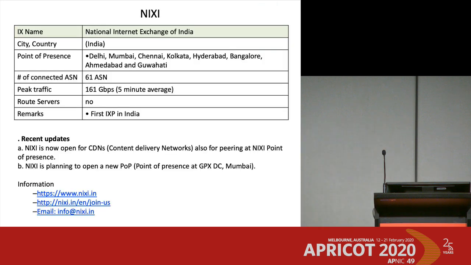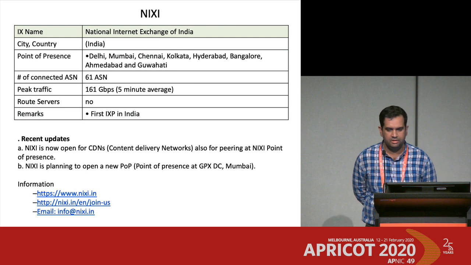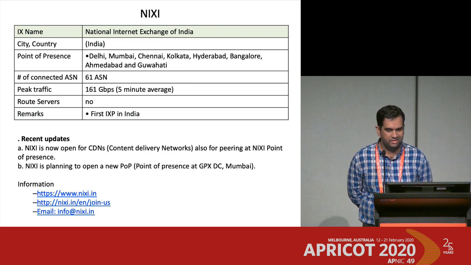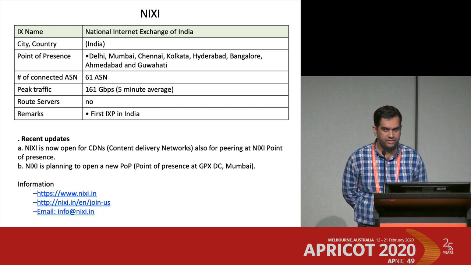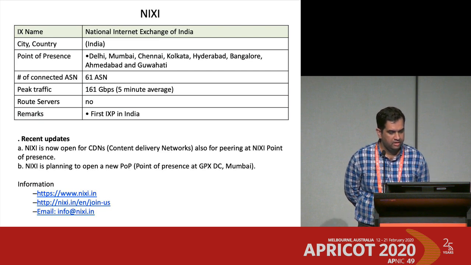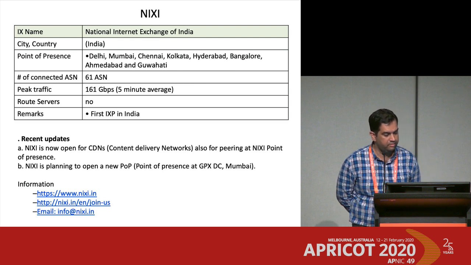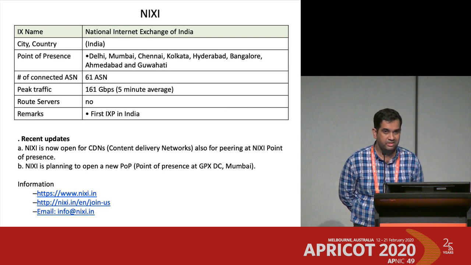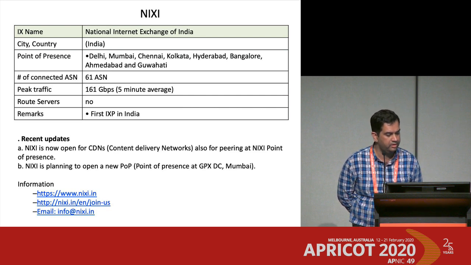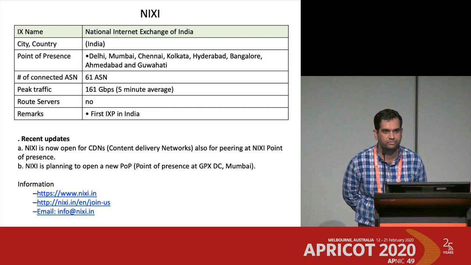So next, Onyxi. Good evening, everyone. I'm Abhishek Gautam, representing Onyxi. We are the first internet exchange point in India. We have points of presence at 8 locations. Our ASN is 24029. We have 61 members connected with us with a peak traffic of 161 Gbps. Recently we changed our policy and are now open for CDNs and content providers to peer with us at any of these points of presence. We are also planning to open a new POP at GPX data center, Mumbai. Should you want to peer with us, please do connect with me or with Mr. Shobham. Thank you.